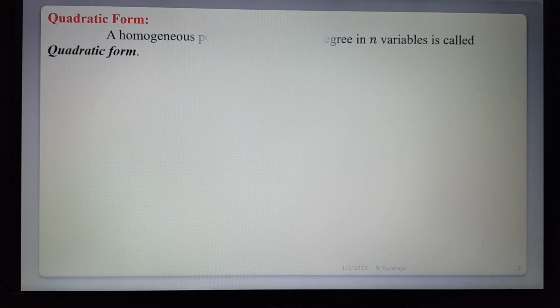Okay. First of all, see the definition of quadratic form. A homogeneous polynomial of second degree in n variables is called a quadratic form. n variables means one variable, two variables, or three variables, and so on, any number of variables. The variables form only a second degree polynomial, and also homogeneous.